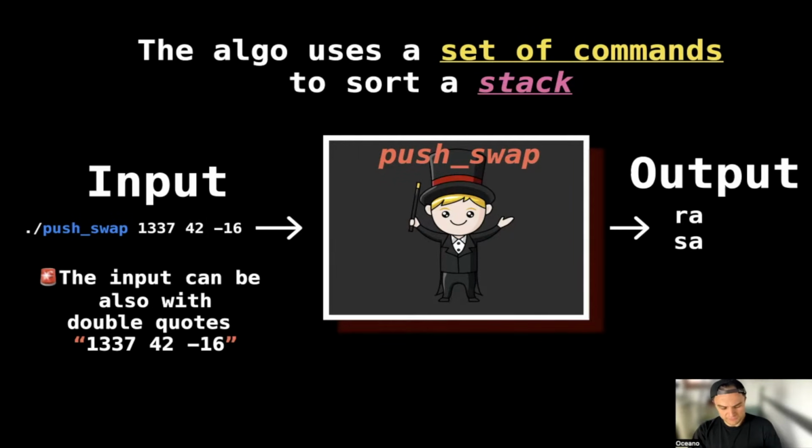For now, focus your attention only on the syntax. You see, I launch the program, push swap, and as an input, I have 3 arguments coming from the command line. Then this input gets processed by the push swap magic algorithm, and then as an output, I get these lines. As you can see, I have RA and SA. These are the commands that I can use in my algorithm. Essentially, this means rotate the stack A and swap the stack A. For now, it doesn't mean anything to you, but no worries.